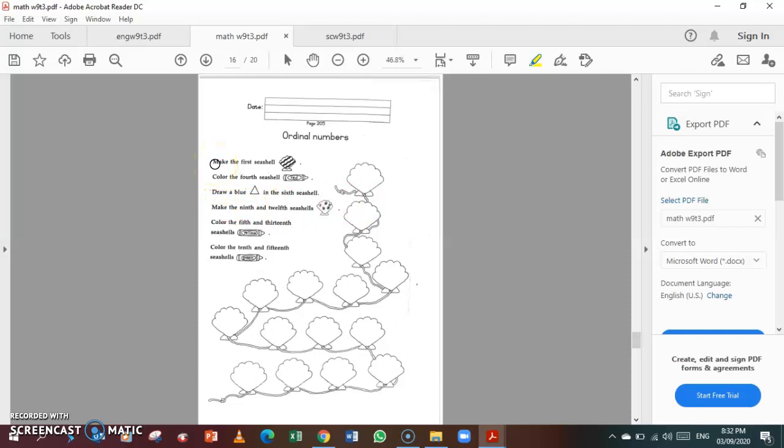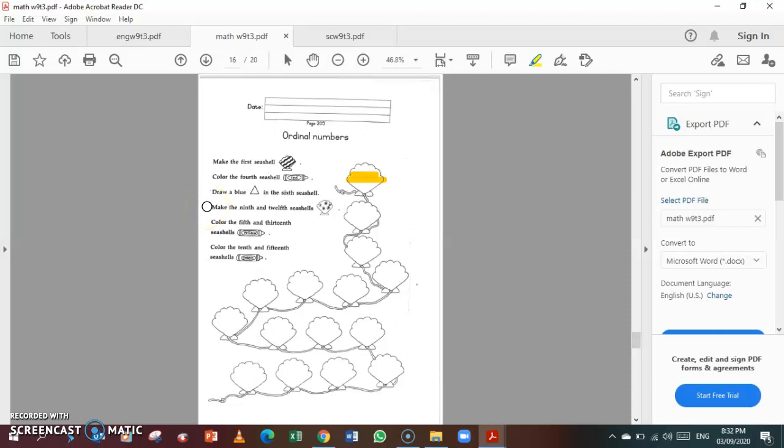So, first instruction, make the first shell look like this, like a seashell. Okay, make the first seashell look like this, so it's black and white. So you'll draw wobbly patterns. Okay, mine comes out straight, yours should be wobbly. Color the fourth seashell red. So you go 1, 2, 3, 4. Okay, so the fourth one will be red. And then you draw a blue triangle in the 6th seashell.